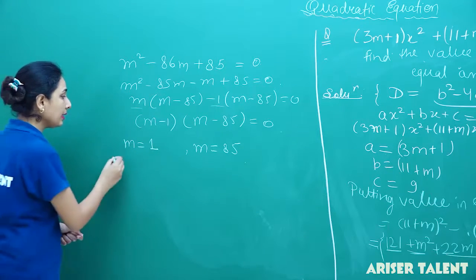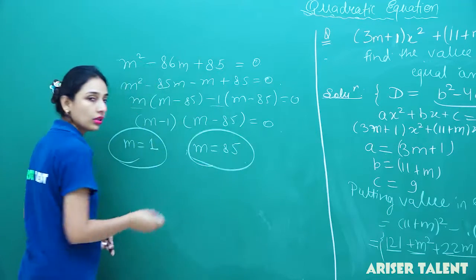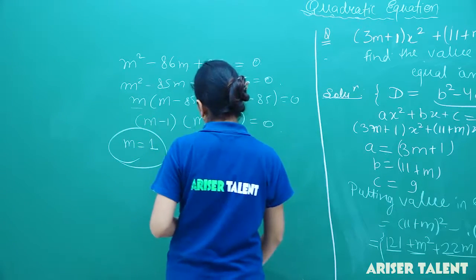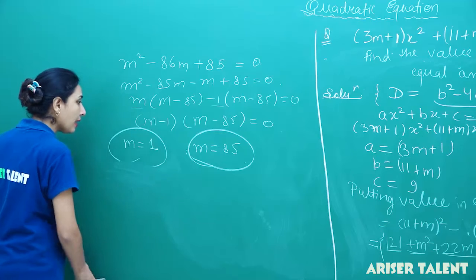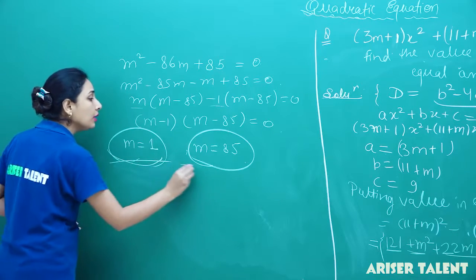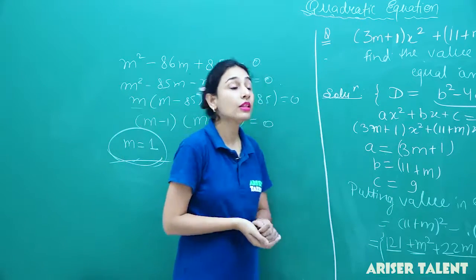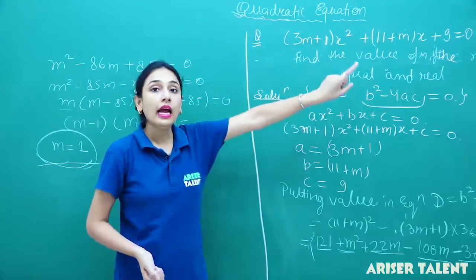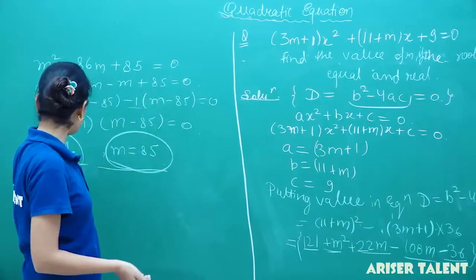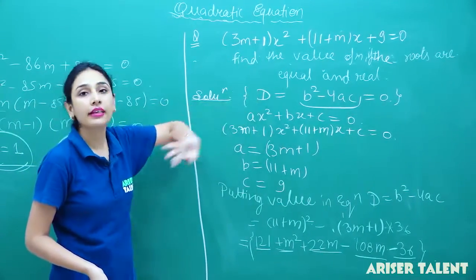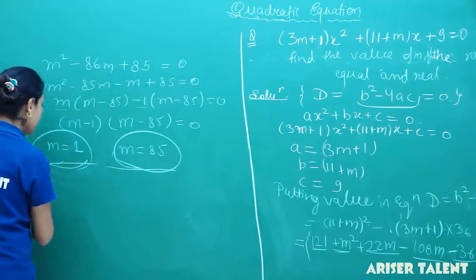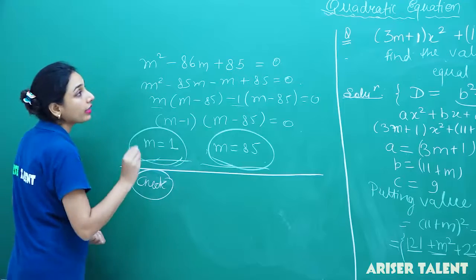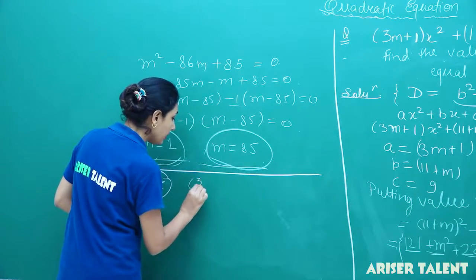So, what does that mean? These are the two values of m, and for these values of m, the roots of this equation, the value of x, will be equal and real. Now, what you can do, you can just put this value 1 here and check it. Now, I can do this also for you, so you can completely understand this theory.